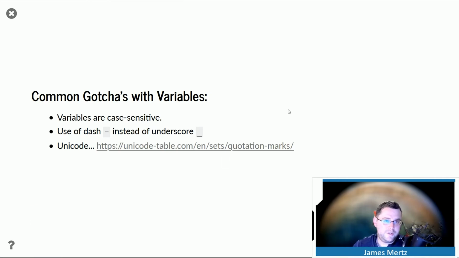Another common gotcha is using dashes in between, and dashes don't work. So remember, the rules are A through Z, both upper and lowercase, any digits, and underscores. That's all that can be inside of a variable name, with the exception of Unicode. And actually, now that I think about this, you may be able to use dashes.